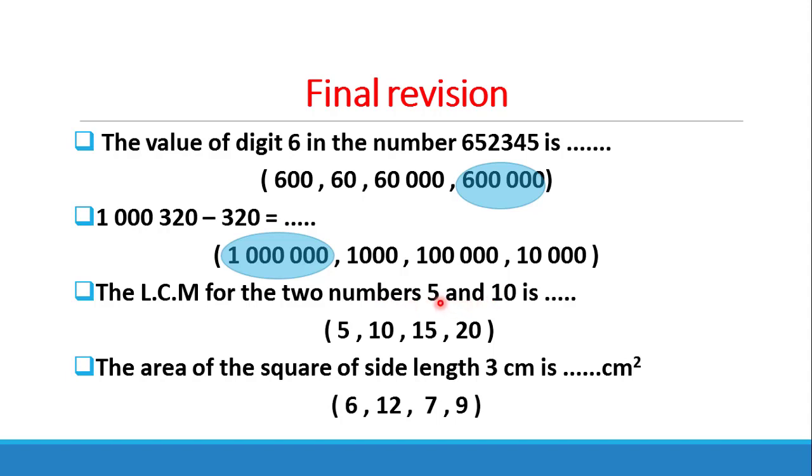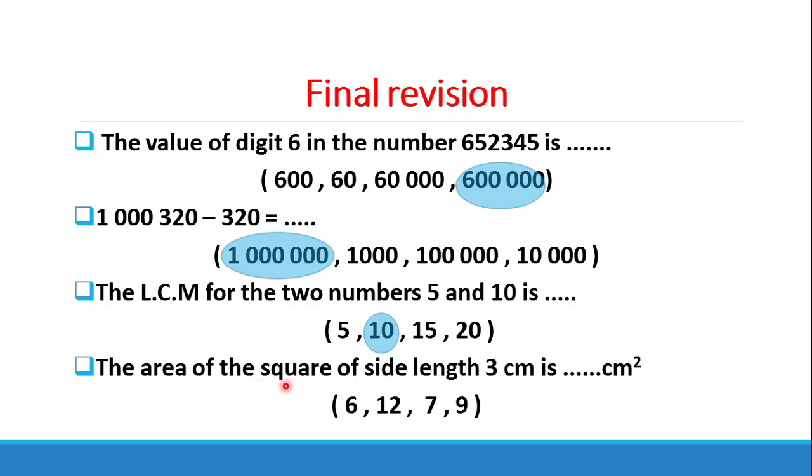5 is an odd number, 5 equals 5, 10 equals 2 by 5. So I'll take 5 and 2. 5 times 2 equals 10. So the lowest common multiple is 10. Also, if you write the multiples of 5, you will write 0, 5, then 10. If you write the multiples of 10, 0, 10. So the common here is 10.